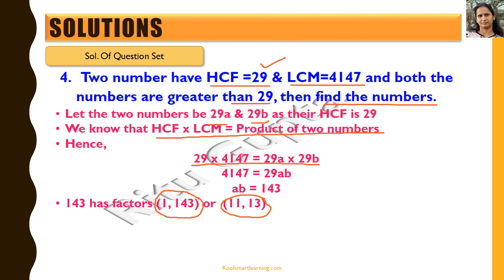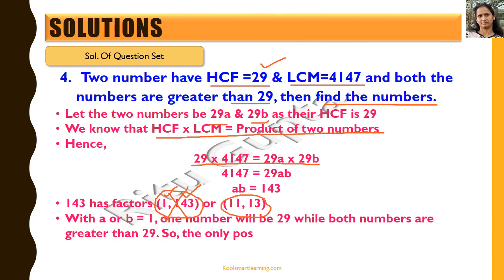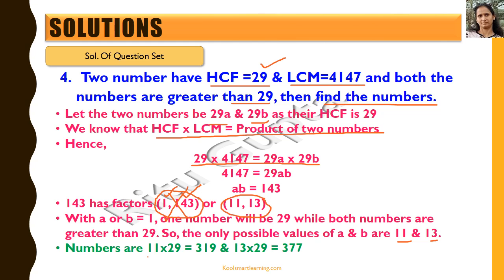Now, since both the numbers have to be greater than 29, if we take 1 and 143 as the combination of A and B, we get one of the numbers as 29 and the other would be definitely more than 29. So this option has to be ruled out. We take the other option, which is 11 and 13. So the possible values of A and B are 11 and 13, and the numbers will be 11 into 29, which is 319, and 13 into 29, which is 377. So these are the only possible numbers with the given HCF and LCM values and the numbers being greater than 29.